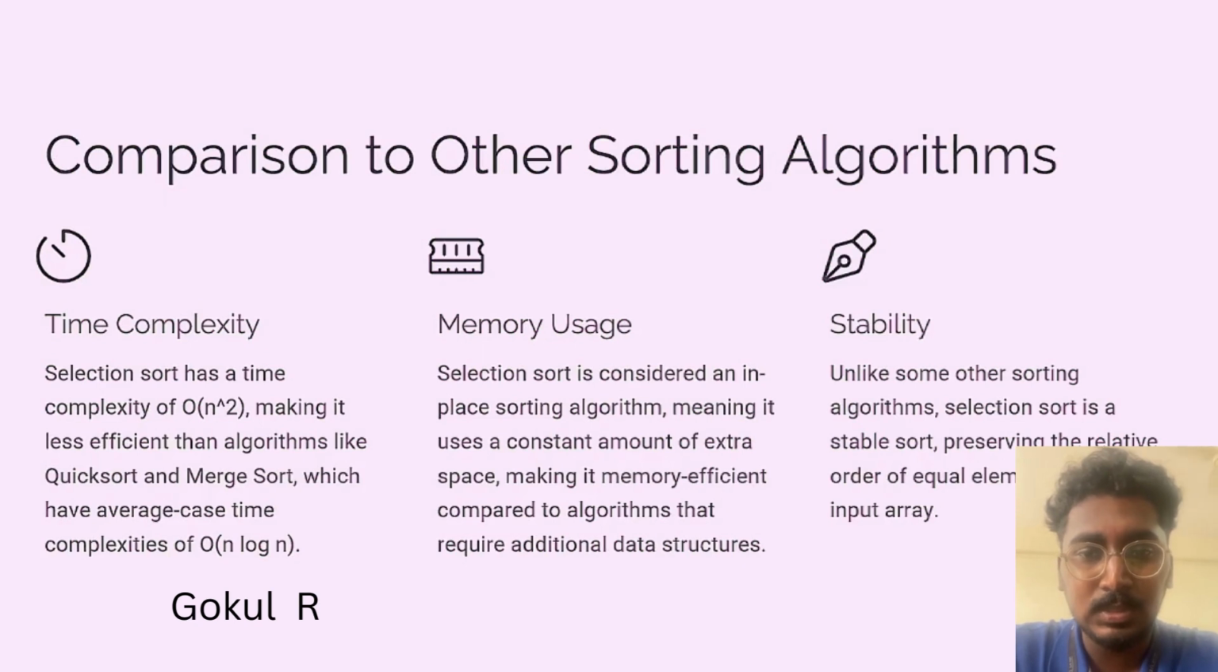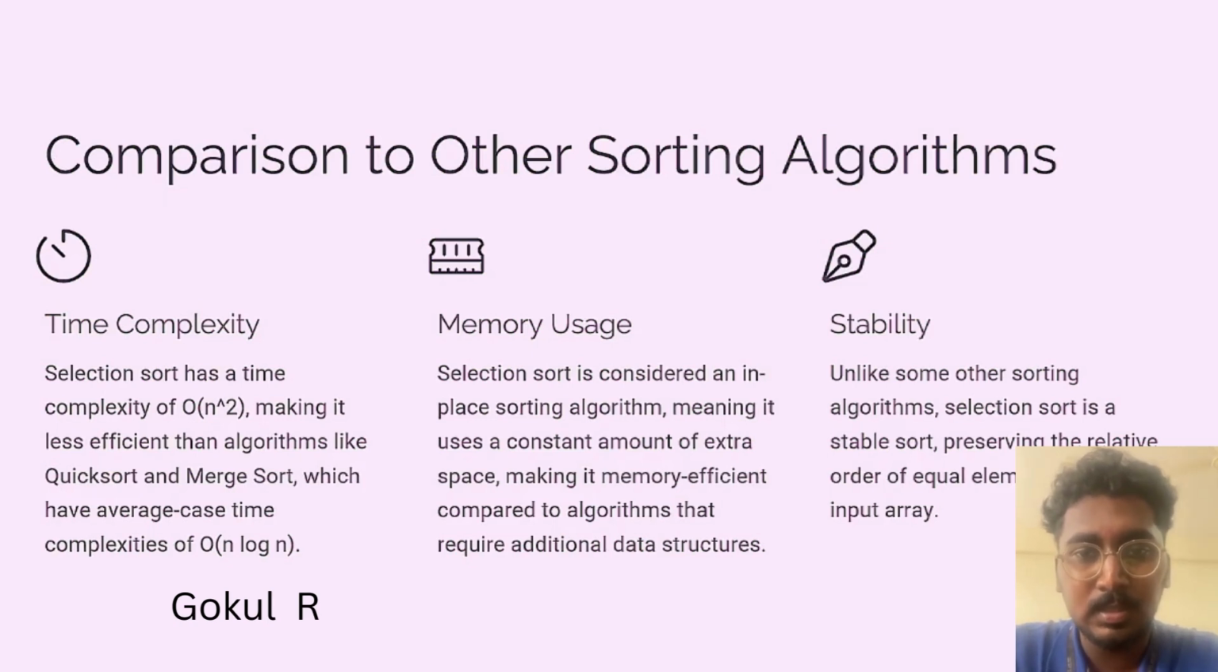Selection sort has a time complexity of O(n squared), because the two loops are repeated. That makes it less efficient than algorithms like quicksort and merge sort, which have an average case time complexity of n log n. Memory usage: selection sort is considered an in-place sorting algorithm, meaning it uses a constant amount of extra space, making it memory efficient compared to algorithms that require additional data structures.